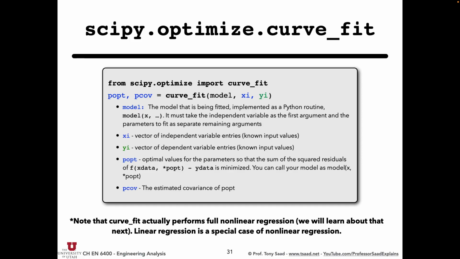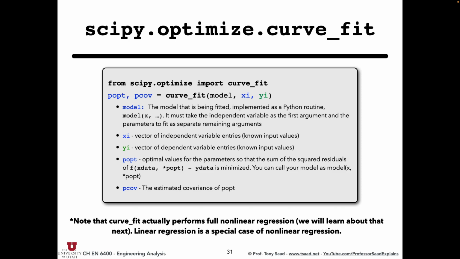A model, the model that you're trying to fit, input X data and input Y data. Why? It needs the input data because it's trying to fit the model to those data. Okay. Now, what is model? It's simply the name of a Python routine that implements your model. We'll see this once we get to it. It's simply a Python routine that implements your model.